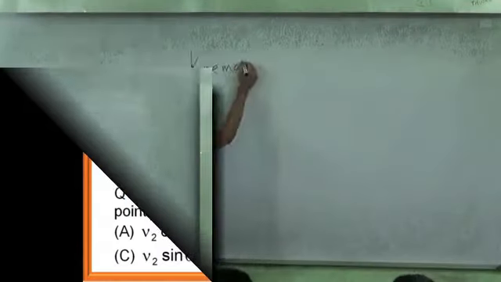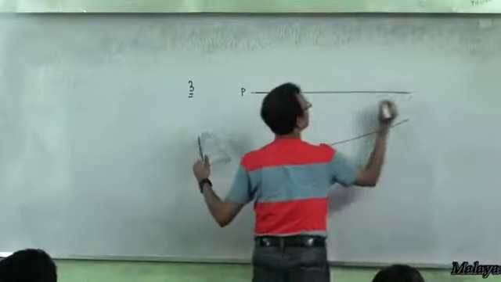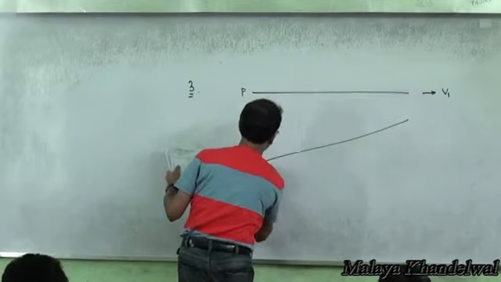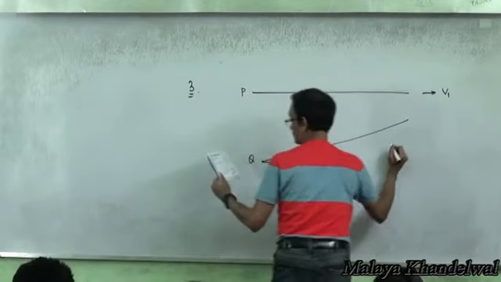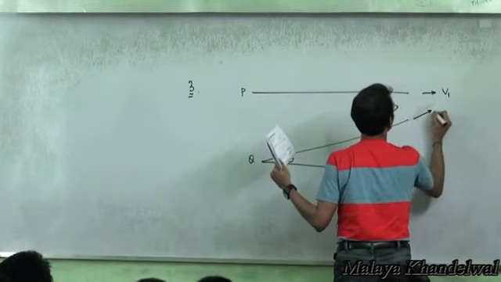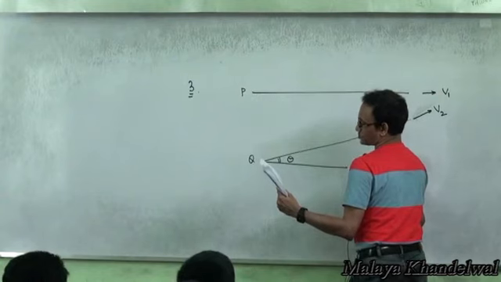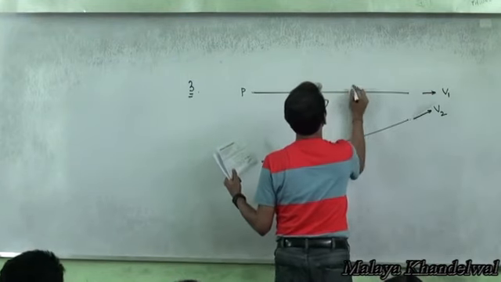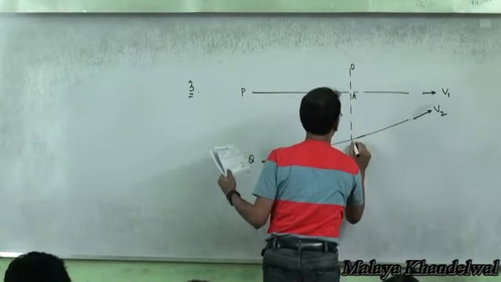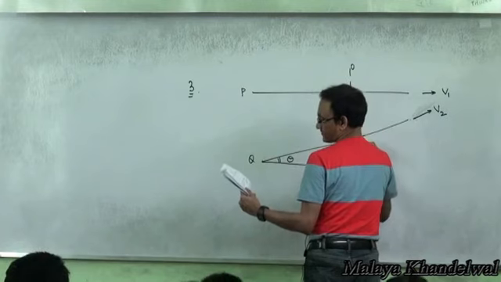Can I write this off? There is a platform P that's moving to the right with a velocity v1. And there is a platform Q which is inclined at an angle theta with the horizontal, and it moves with a velocity v2. There is a rod OAB that passes through a hole in the plate P, and it is fixed on the plate Q.